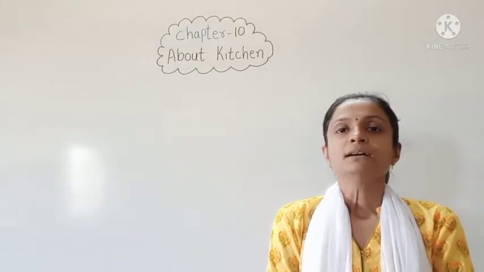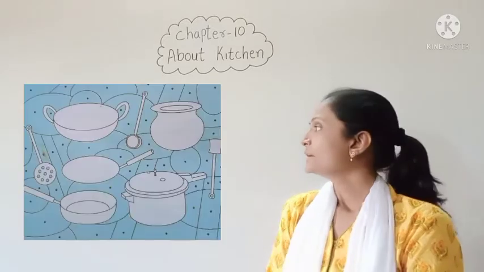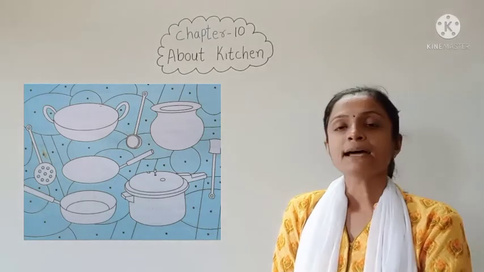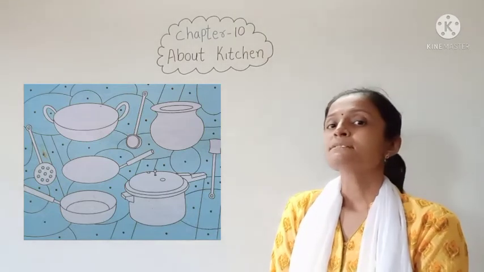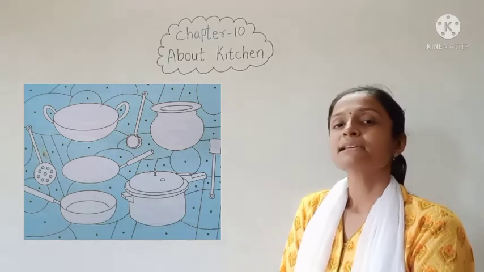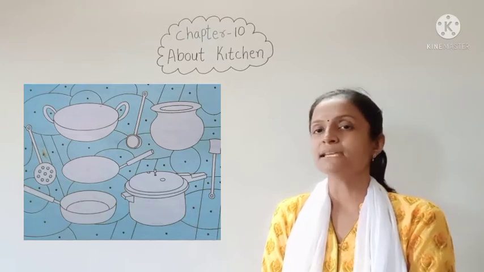Okay, so in this chapter there is given one picture. So let us see this picture. Okay, see, in this picture there are given some dots in some of the shapes, and some of the shapes are without the dots. So after coloring the dots we can see some of the utensils in this picture. Okay, so now let us find which are the utensils given in this picture.